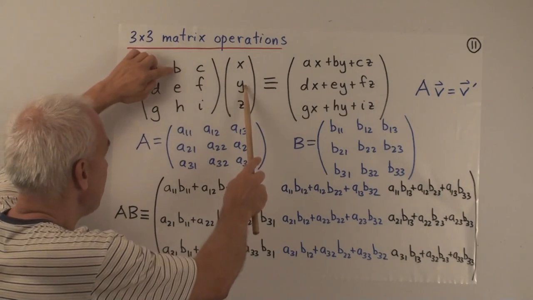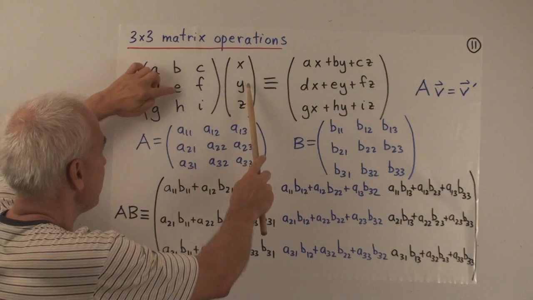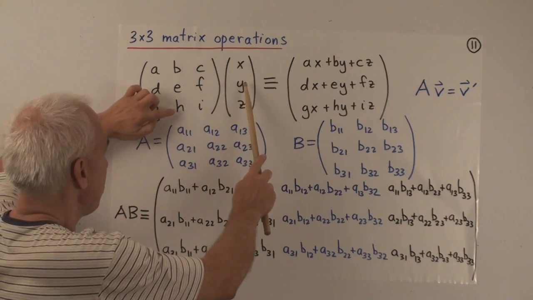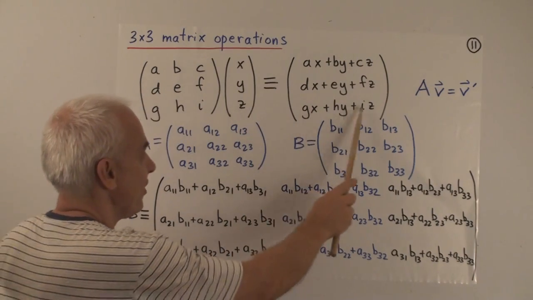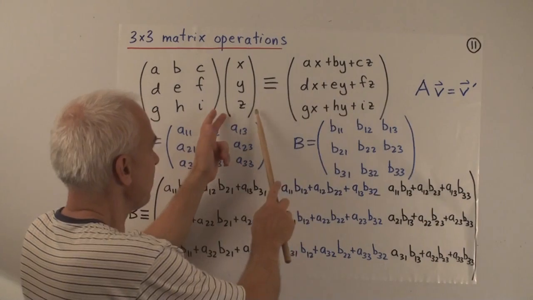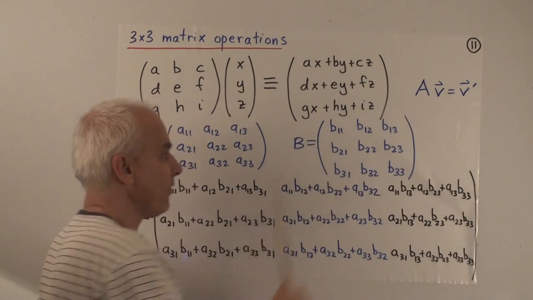A times x plus b times y plus c times z. Then d times x plus e times y plus f times z. And then g times x plus h times y plus i times z. And our notation is this is a matrix A, that's a vector V, that's another vector, say V prime. A times V equals V prime.